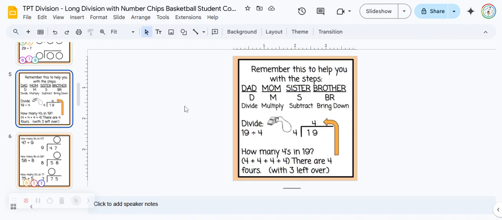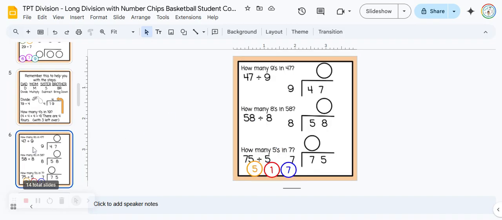The next slide gives the students an acronym that helps them remember the steps of divide, multiply, subtract, and bring down. Dad, mom, sister, brother. The first step is to divide. So if we have 19 divided by 4, students are going to be asked how many times 4 goes into 19 without going over 19. So the next slide, that's all they're going to be doing is step 1.